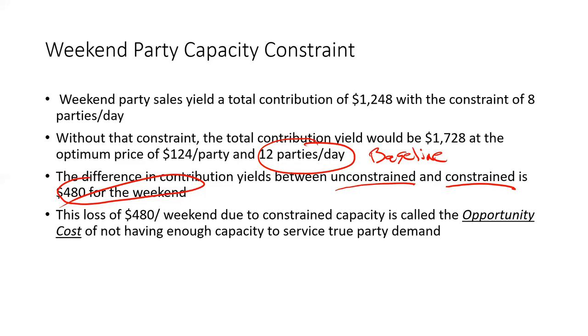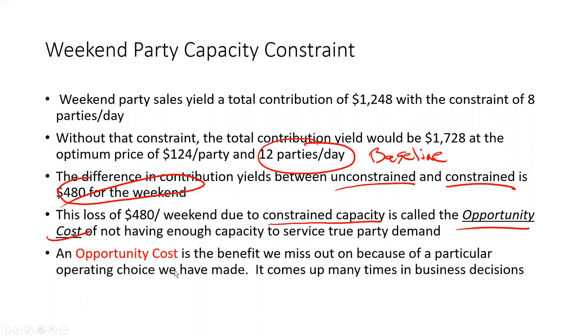This loss of $480 in contribution due to the constrained capacity is often called the opportunity cost for not having enough capacity to service the true party demand. And so an opportunity cost is the benefit that we miss out on because of a particular operating choice we have made. Opportunity cost is a concept that comes up many times in business decisions.